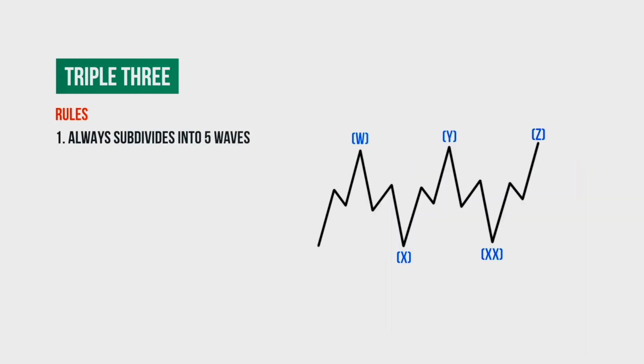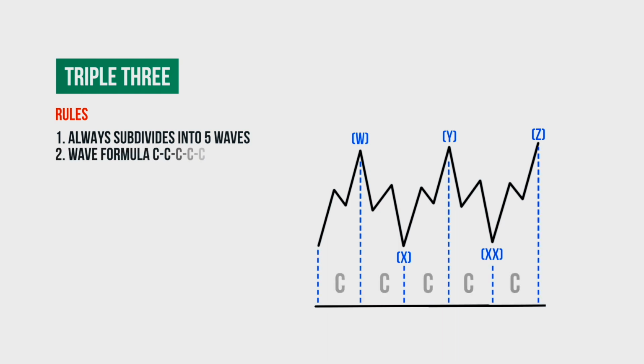Rule number 1. Triple three consists of five waves, which are denoted by the letters W, X, Y, XX, Z. Second rule, the triple three has the following wave structure, that is, it consists of five waves formed in the corrective mode, and almost all its subwaves can take the form of any corrective patterns except for a special case, which we will consider in the next rule.